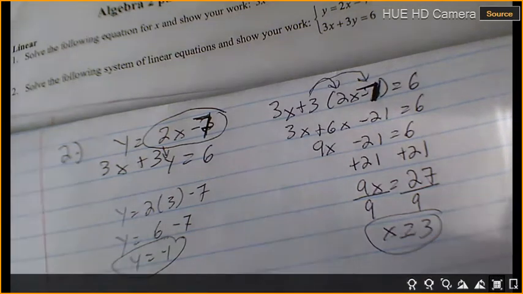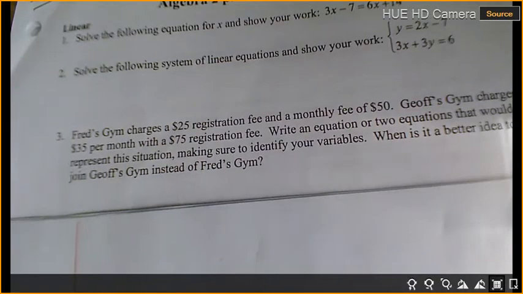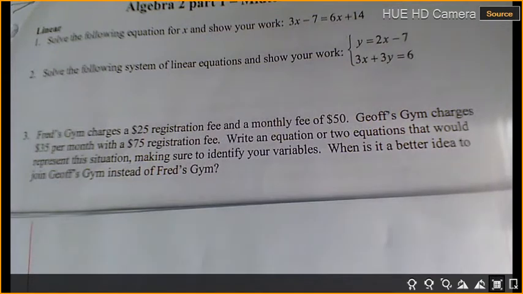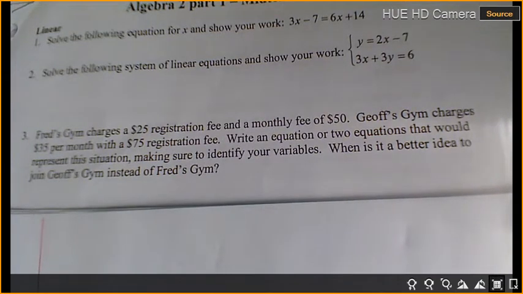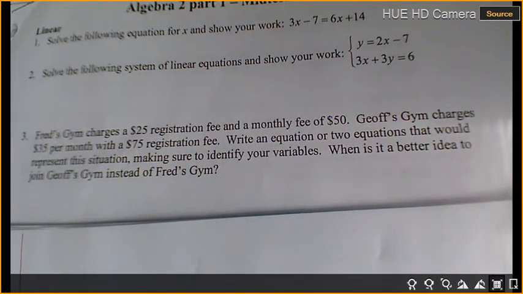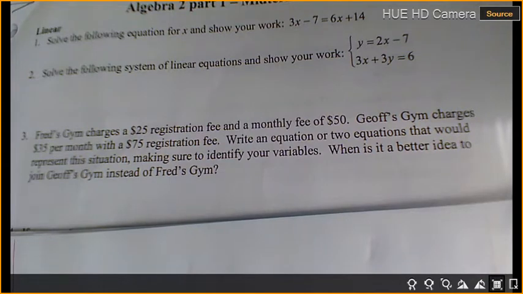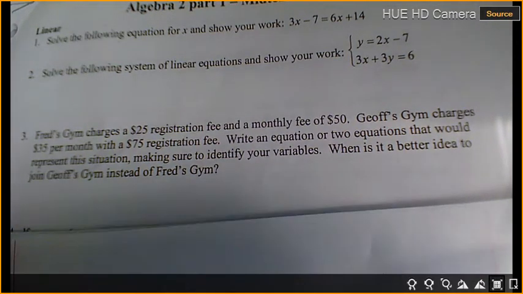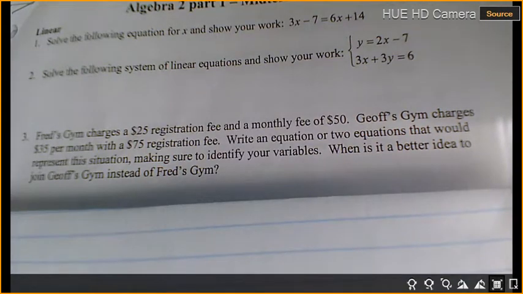All right, let's look at number 3. Number 3 is our favorite, right? You guys all freak out because it's a story problem. Okay, Fred's gym charges $25 registration fee and a monthly fee of $50. Jeff's gym charges $35 per month with a $75 registration fee. Write an equation or 2 equations that would represent the situation and make sure to identify your variables.